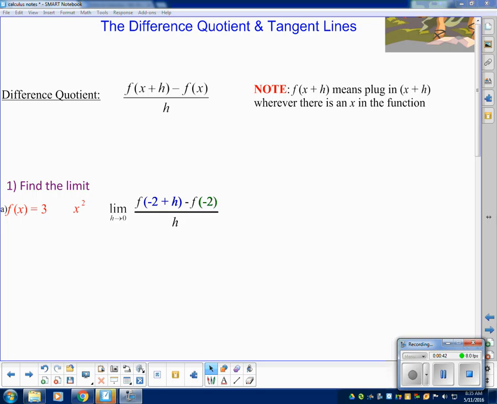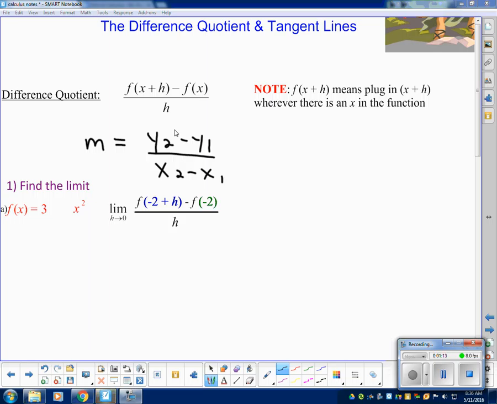And what the difference quotient is, it's really just a hidden version of your slope formula from Algebra 1. Right? It says f of x plus h minus f of x over h. And let me demonstrate to you what I'm talking about here. From Algebra 1, we had this slope formula that was y2 minus y1 over x2 minus x1. You remember that?